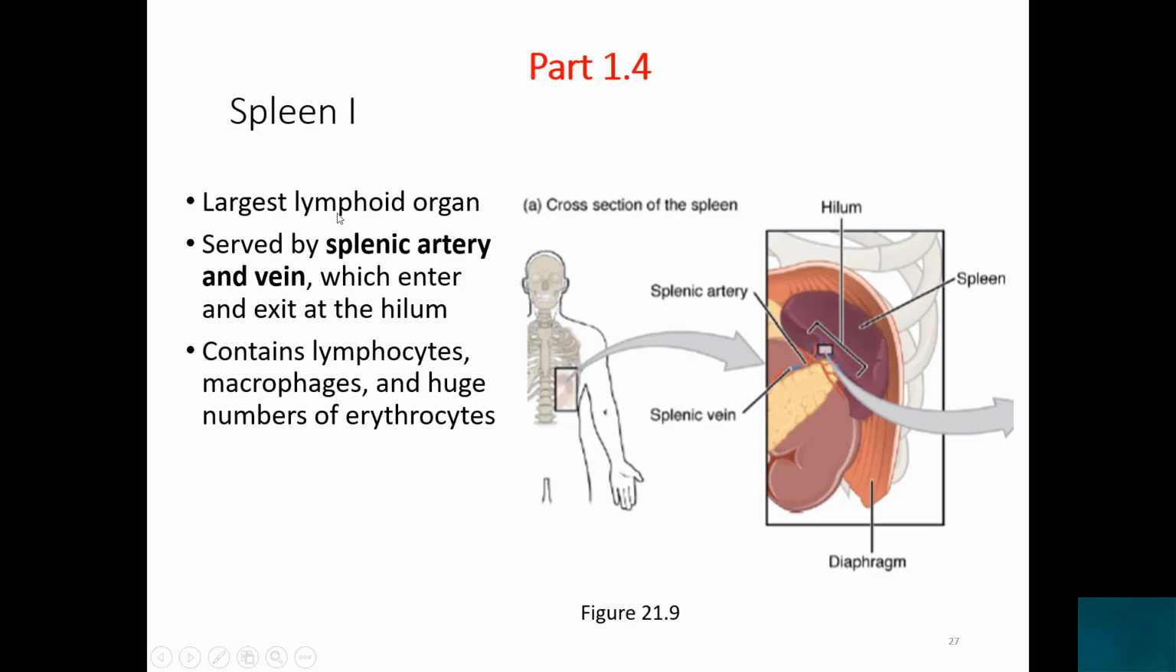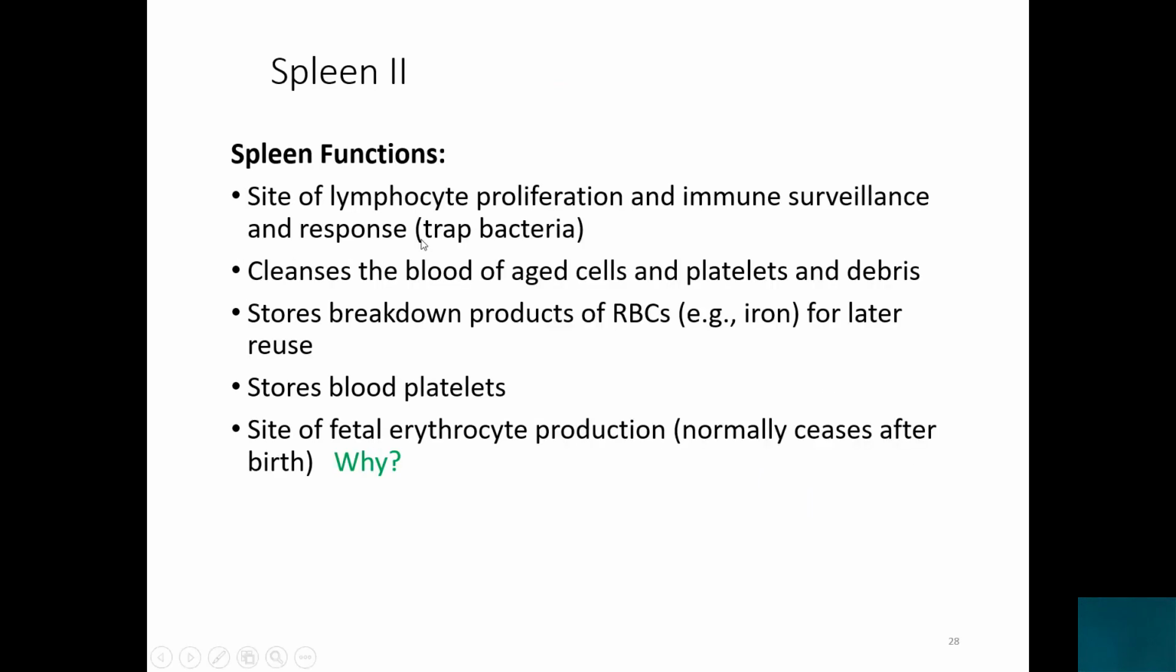The largest organ of the lymphatic system would be the spleen. Spleen is located in the right upper quadrant of the abdominal cavity, and it is anterior to the kidney and lateral to the pancreas. In the hilum right here, splenic artery and vein enter and exit the organ. It's a pretty large organ.